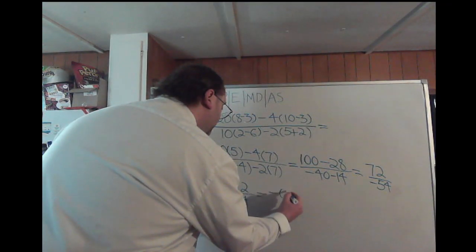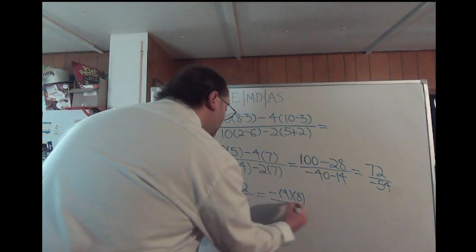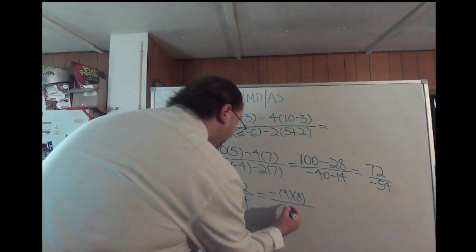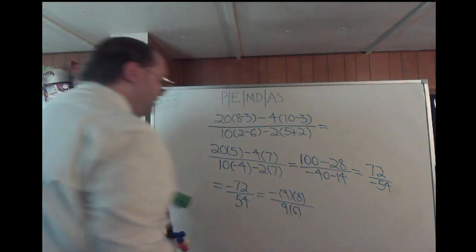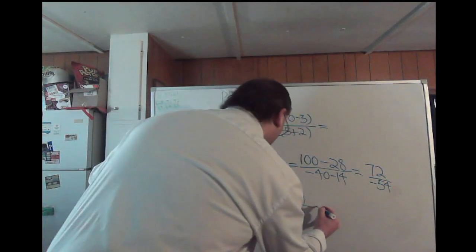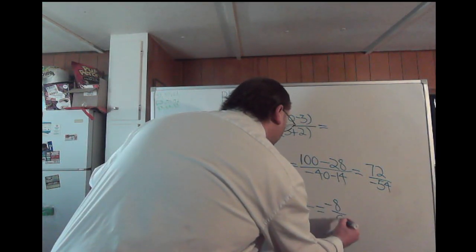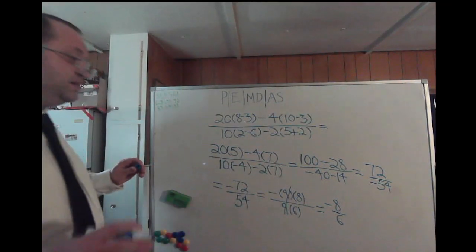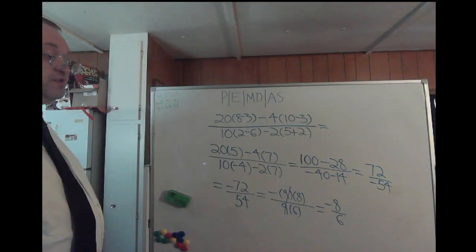You'll have the 9. 9 times 8 is 72. Over, you'll have 9 times 6, that's 54. All of a sudden your 9's cancel out. You're left with negative 86. It would look like we're done, but we're still not. We're almost done. But do 86 have any factors that'll factor out?